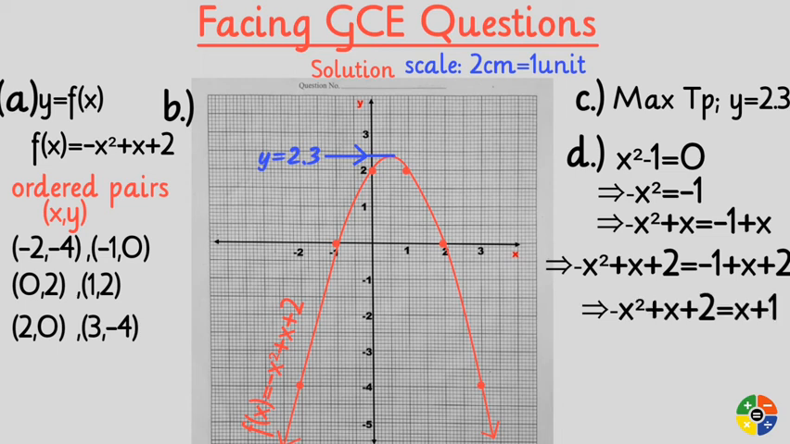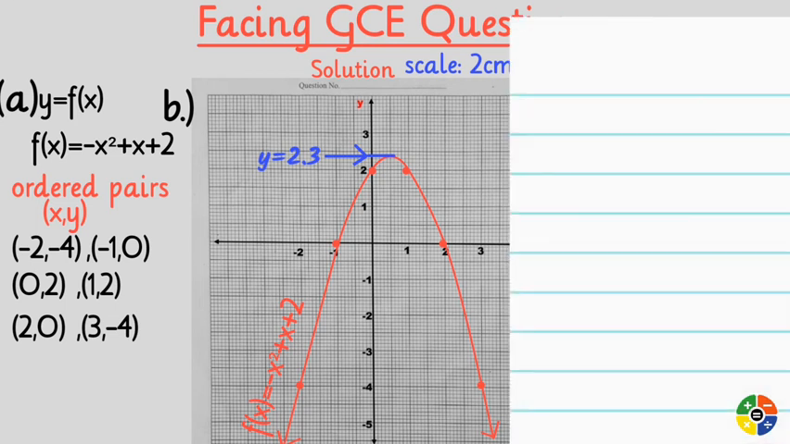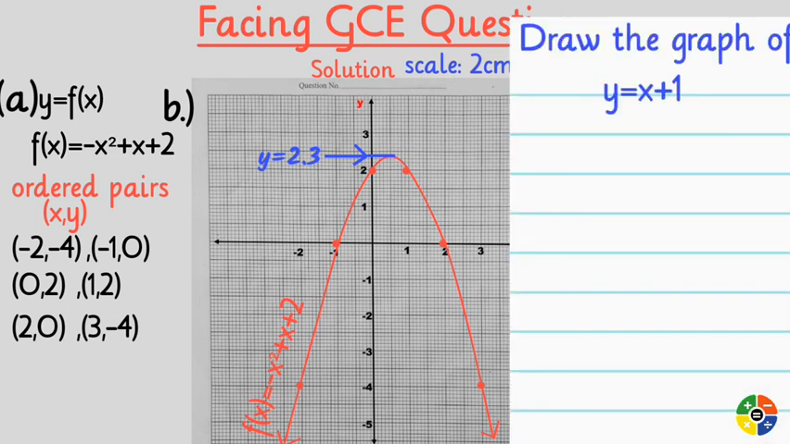The left hand side is the parabola f of x, and the right hand side is a straight line. So we are finding the value of x for which the two graphs are equal. Mathematically, we seek the value of x where the two graphs intersect. So let's draw the graph of y is equal to x plus 1. We need at least 2 points to draw this graph. The intercepts are the easiest points to obtain.